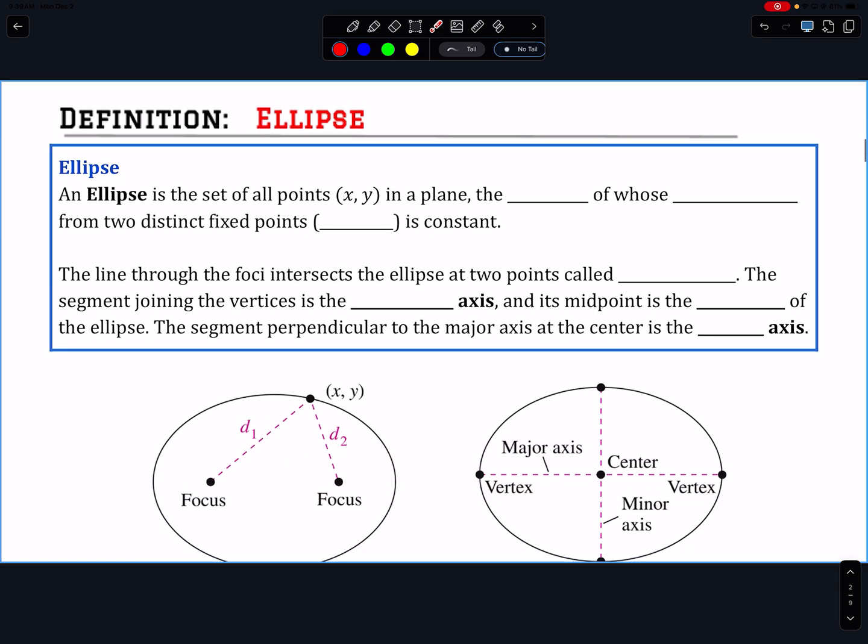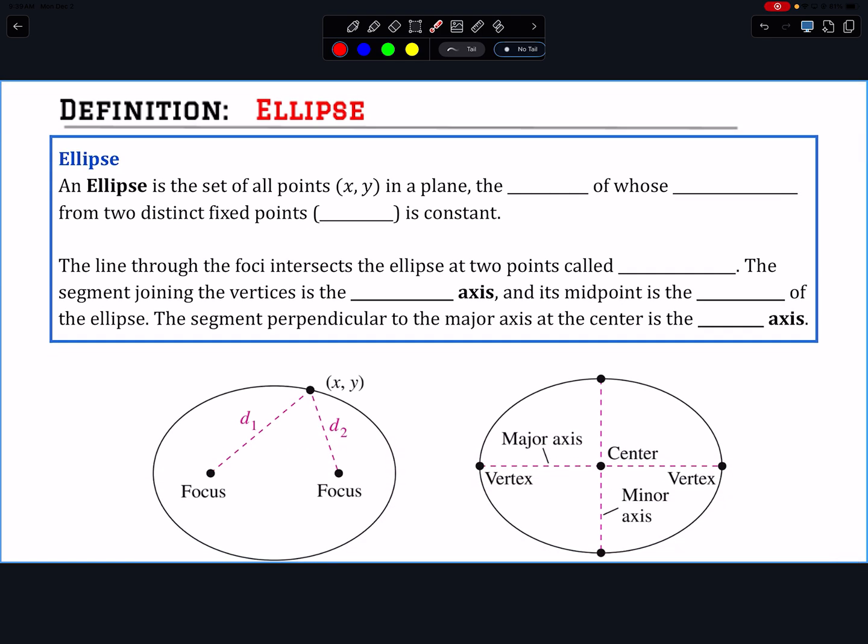Okay, so what is an ellipse? An ellipse is a set of all points x and y in a plane where the sum of whose distances from two distinct points called the foci or foci is constant.